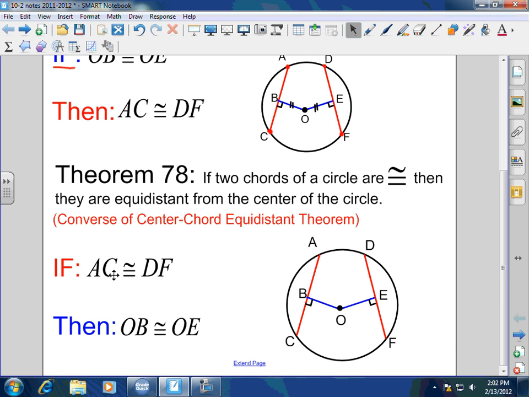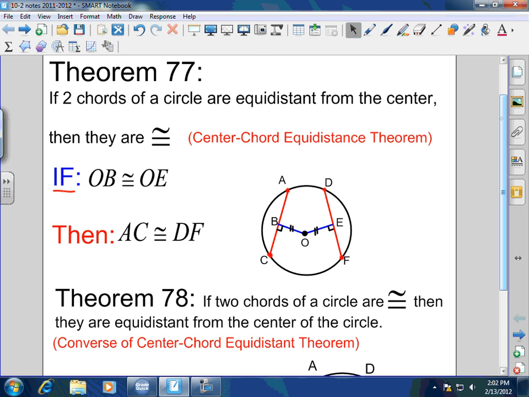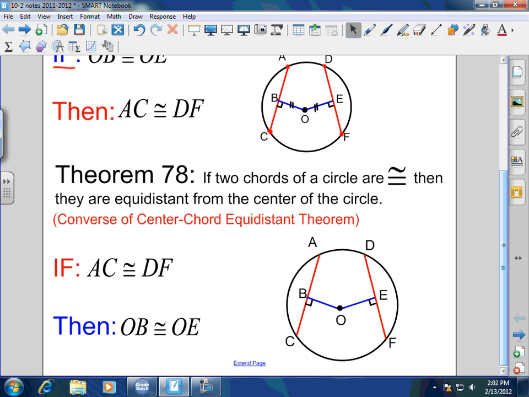So you have Theorem 77, which states again, if two chords of a circle are equidistant from the center, then the chords are congruent. And then you have, if two chords of a circle are congruent, then their distances from the center are congruent. They are equidistant from the center of that circle. Does that make sense?